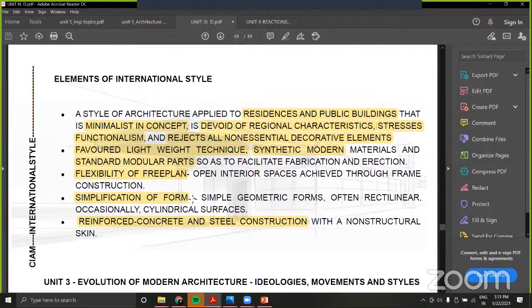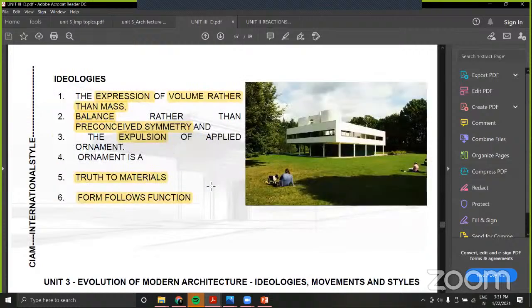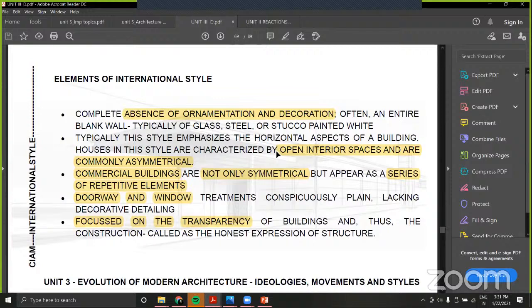This you know, right? This is the Villa Savoye building, which was constructed by Le Corbusier, and he also used those five of his ideologies, ribbon windows and floating columns. We will see that in the next chapter. So, absence of ornamentation and decoration, open interior spaces, and a commonly asymmetrical plan. Commercial buildings are not only symmetrical but appear as a series of repetitive elements. Doorways and windows remain conceptually plain, lacking decorative detailing, focused on the transparency of the buildings.